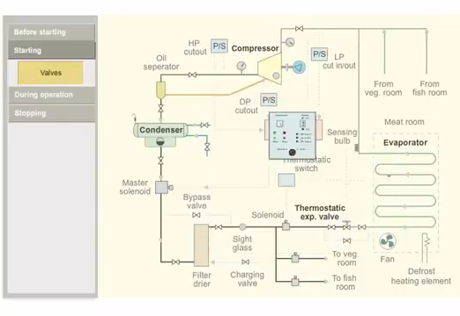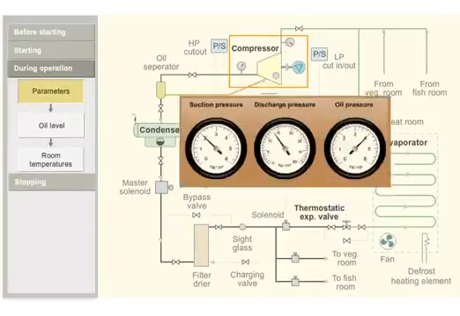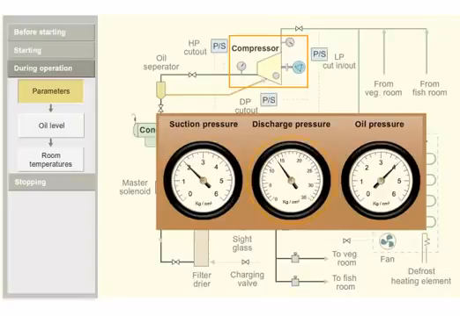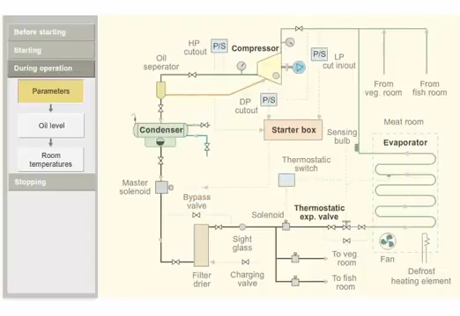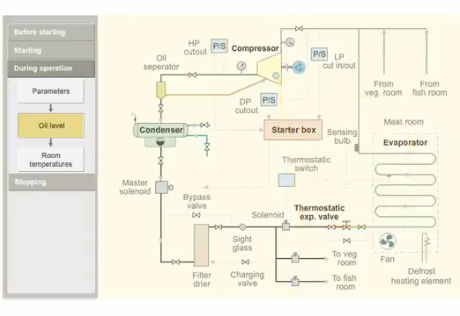Check the compressor suction, discharge, and oil pressure. Inspect the compressor unit, check for any abnormality and vibration. Check the compressor oil level and check whether the oil returns from the oil separator to the crankcase by feeling the oil return pipeline.